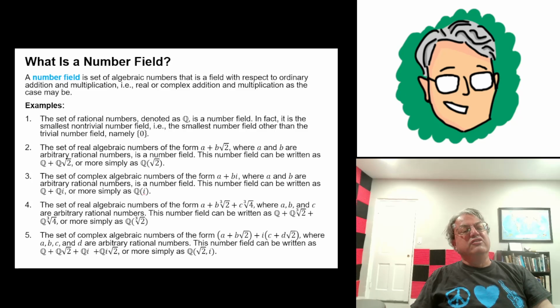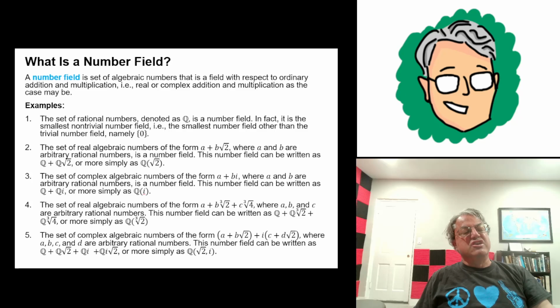And then a little bit more interesting examples. We have the algebraic numbers of the form a plus b times the square root of 2, where a and b are now arbitrary rational numbers. So for instance, 1 plus square root of 2, 3 minus square root of 2, 4/3 plus 5/7 times the square root of 2. Those are all elements of this number field. You can prove it's a number field. I'm not doing it here. But all these examples I'm giving you are examples of number fields.